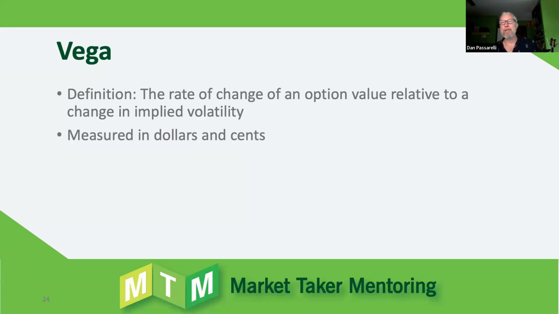So we need a measurement of how much a change in implied volatility affects the value of an option, and that is vega. Vega is the rate of change of an option value relative to a change in implied volatility, and that is measured in dollars and cents like theta. So basically what that says is if implied volatility goes up 1 percentage point and the vega is 7 cents, that means the option, call or put, will go up in value by 7 cents. And if implied volatility goes down 1% and the vega is 7 cents, that option, call or put, will go down in value by 7 cents.